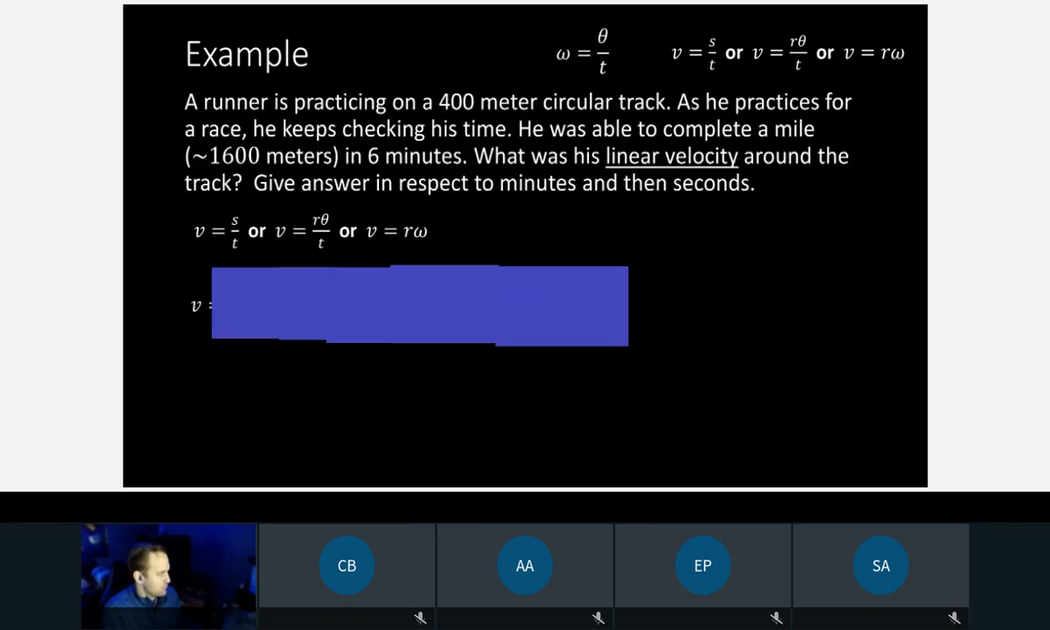All right, I have 2 more examples. Let's try to go through this. This problem wants us to find linear velocity. Julia, you want to read this one for us?